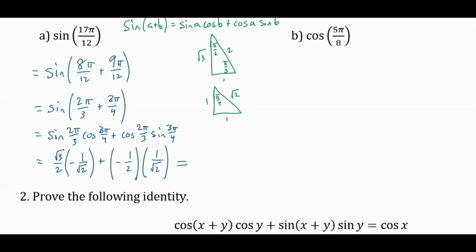And then you have to do the final step, which in this case ends up as negative root 3 minus 1 over 2 root 2. And if you had done it slightly different, you might have got negative 1 minus root 3 over 2 root 2, or like little differences, but ultimately it's got to equal the same thing. And you can punch this into your calculator, and you can punch that into your calculator, and you can do a check that they are exactly the same.